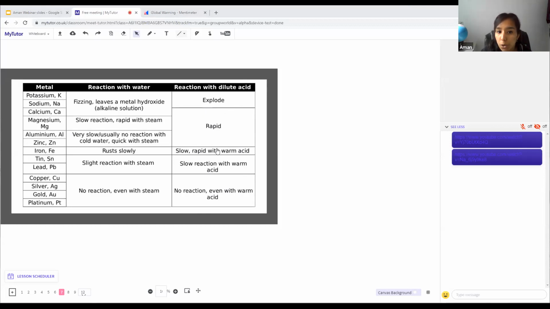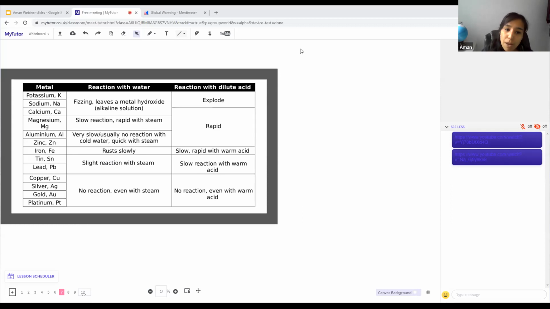So we looked at particle theory and the kinetics of reactions. So we know that if we heat things up, they tend to react faster. Iron, when we react it with water, tends to rust slowly. We've looked at rusting before, but it will rust slowly. So any questions on those reactions? We're going to watch some videos now, which will hopefully show that.